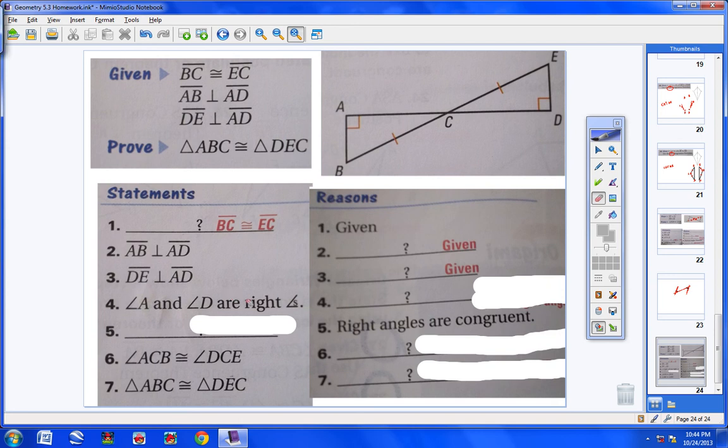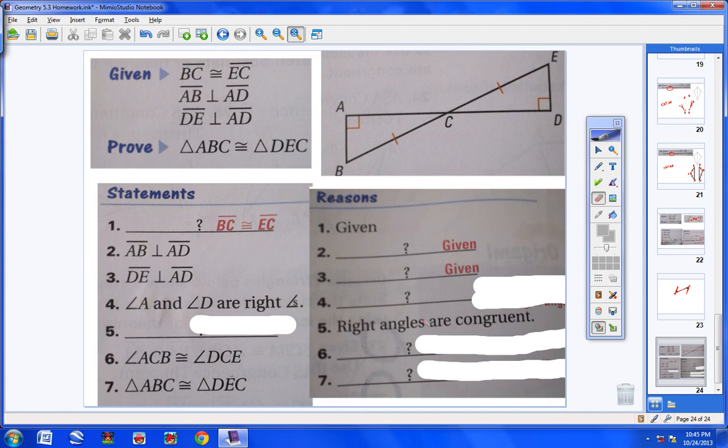Now, what reason could I state? All that I know, here's angles A and D. All that I know in my given is AB is perpendicular to AD, and I know that DE is perpendicular to AD. That's all they've given me. Well, students, isn't that all you need to know? I mean, think about it. If you know that 2 lines are perpendicular, then you know that they're going to form right angles.